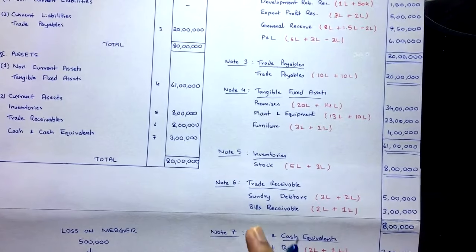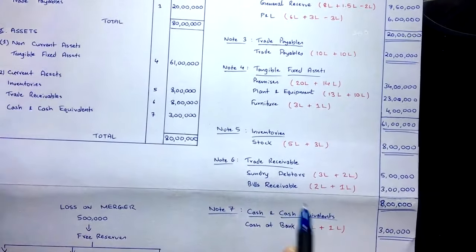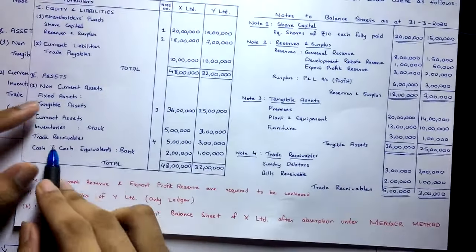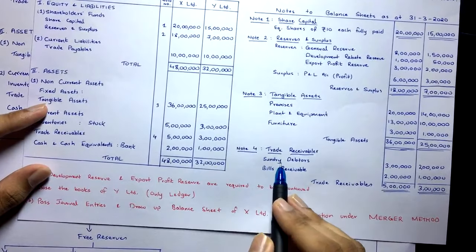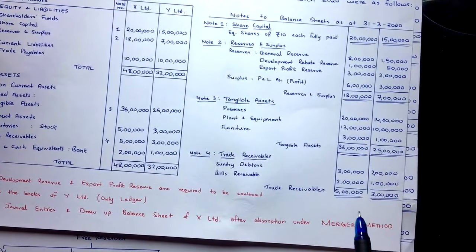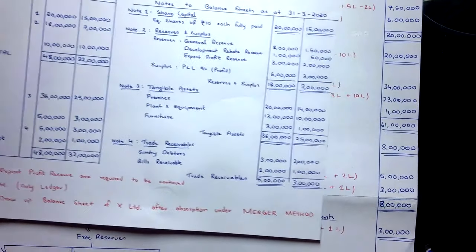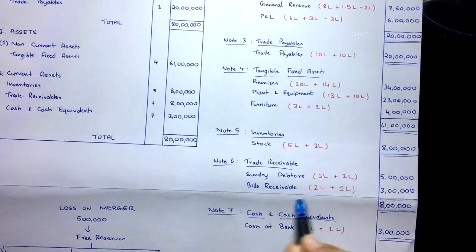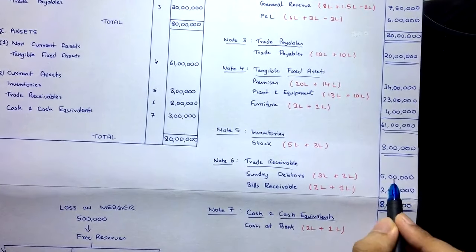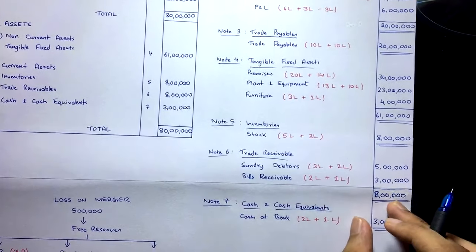Simple. And then note number 6, trade receivables, right? In trade receivables, what do you have? See the question. Trade receivables, note number 4, sundry debtors and bills receivable. 3 lakh and 2 lakh, 2 lakh and 1 lakh. Add those two together. There is no change. This is merger method, everything at book value. So that's why it's very simple. Sundry debtor, 3 lakh plus 2 lakh. Bills receivable, 2 lakh plus 1 lakh. 5 lakh and 3 lakh. Done. If you add those two together, that's 8 lakh.